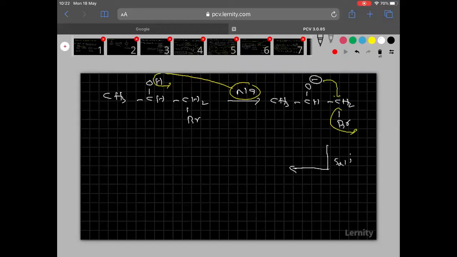Then what happens? See clearly here, CH3-CH, then here CH2. So a 3-membered ring is formed. 3-membered cyclic ethers are called as what? You know, epoxides. This is called epoxide. 3-membered cyclic ethers are called epoxides. Hope you are able to understand this one.